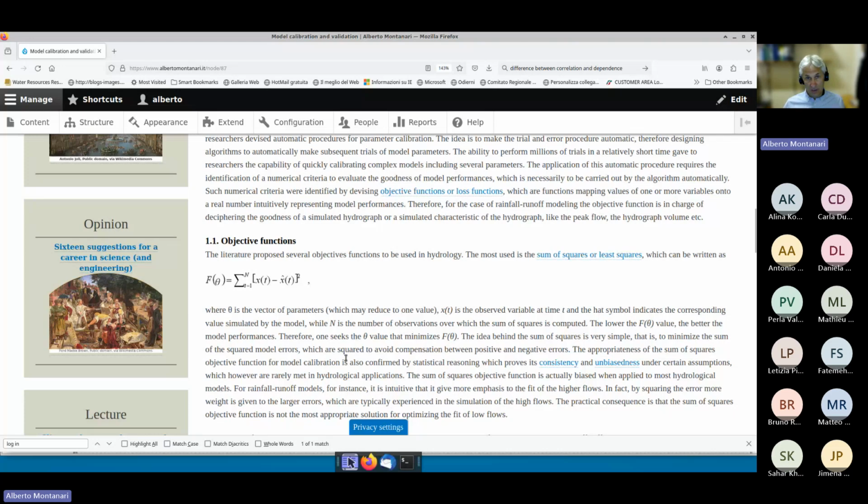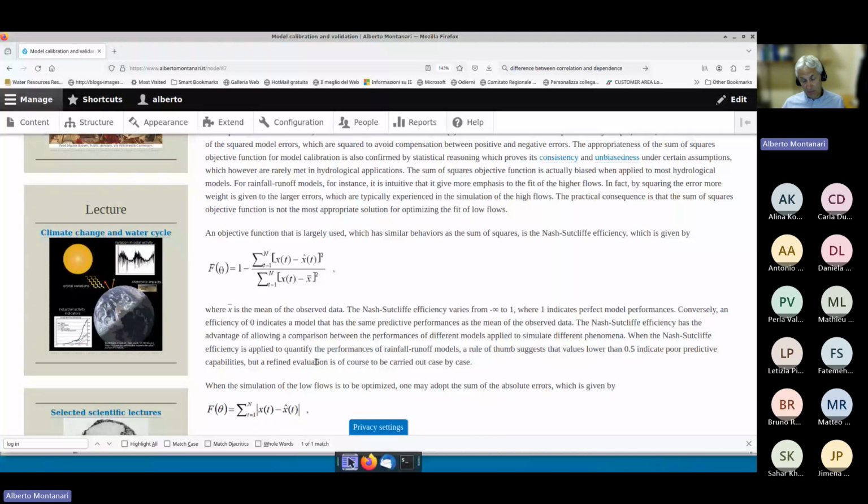So how can we rescale it? In 1968, Nash and Sutcliffe proposed a rescaling of the least squares, which you can see here. And this is called the Nash-Sutcliffe efficiency. By the way, the 1968 paper by Nash and Sutcliffe is still the most cited paper in the history of hydrology.